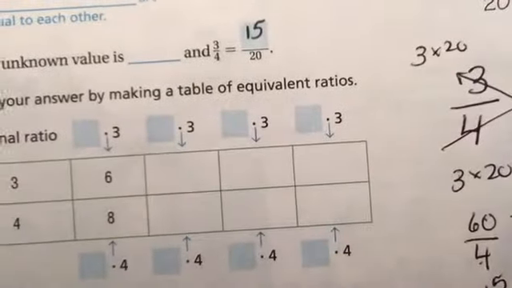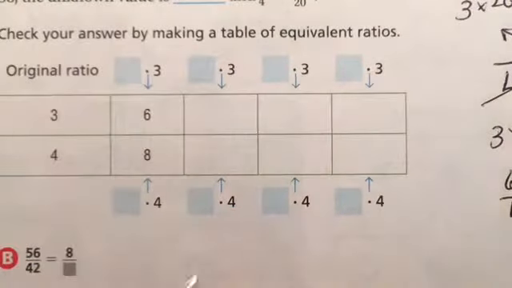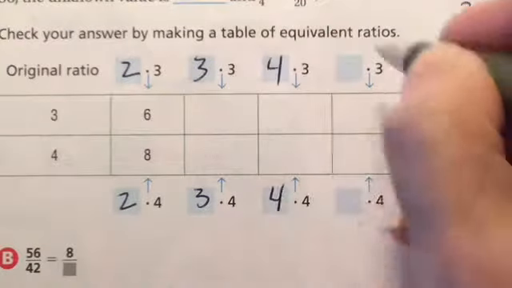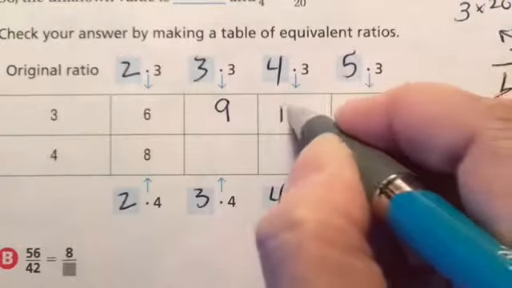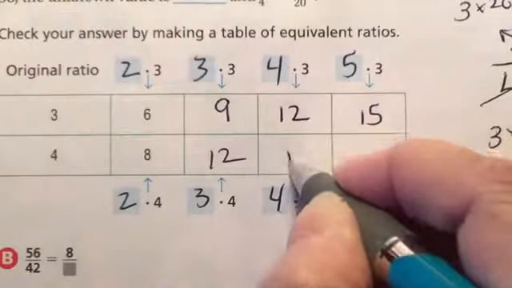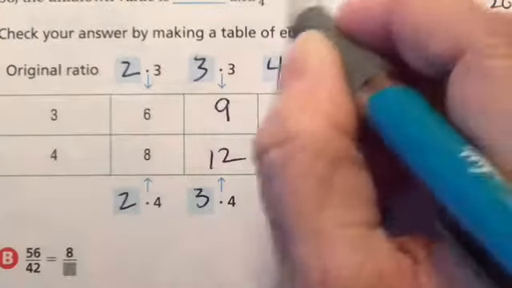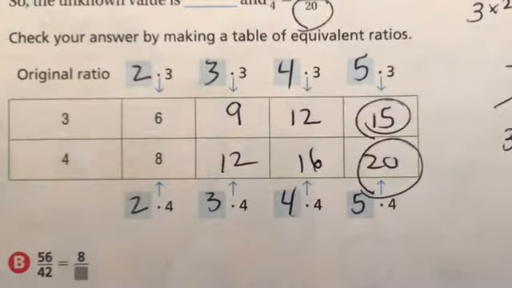Or if you wanted to go through the whole table, here it is. All right, so 3 to 4, multiply by 2, multiply by 3, multiply by 4, multiply by 5, so 6 and 8, 9 and 12, 12 and 16, 15 and 20. Here was the one I was shooting for, the 20, and so I have a 15 with it. So that's using the actual table if you prefer that.